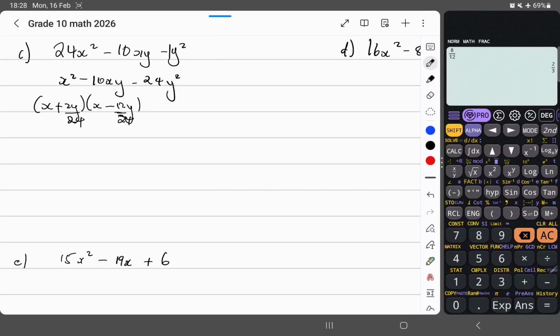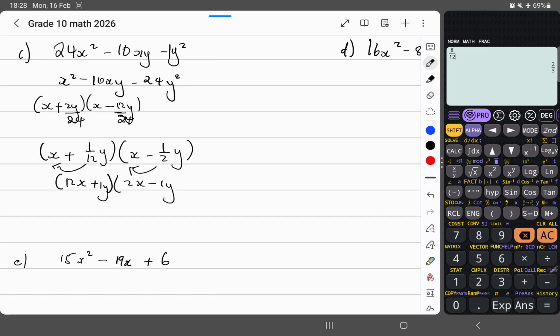Divide by 24. Therefore, I'm going to have x plus 1 over 12y, and I'm going to have x minus 1 over 2y. That is what I'm going to have. The 12 multiplies the x, the 2 multiplies the x. Therefore, I'm going to have 12x plus 1, and I'm going to have 2x minus 1. There's going to be a 1. This is what I'm going to have. Therefore, that becomes my solution.